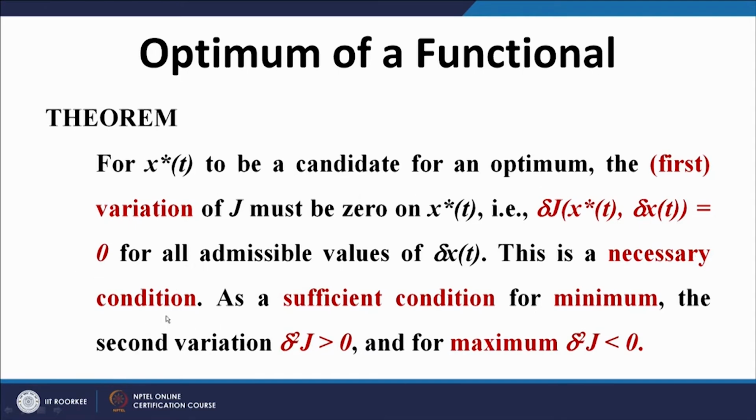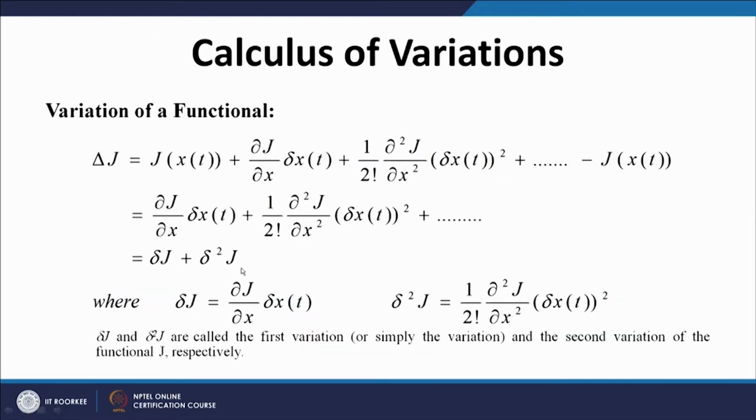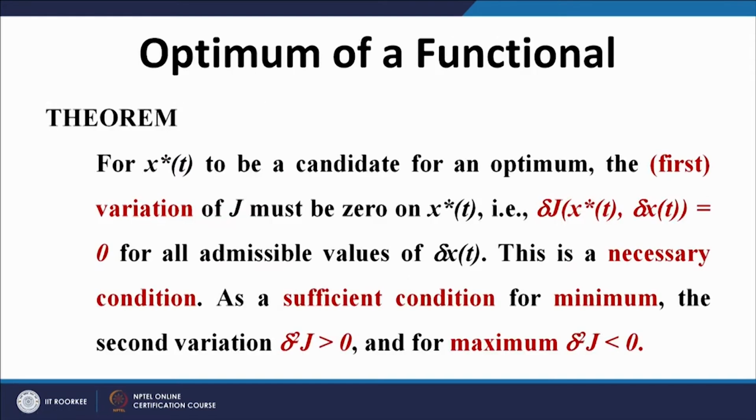So, this will be my necessary condition, and as a sufficient condition for minimum, δ²J must be greater than 0 and δ²J must be less than 0 for maxima. That we can see again from my increment point. If my first variation is 0, then the sign of ΔJ will be governed by the second variation. So, δ²J should be positive for minima, and δ²J should be negative for maxima. So, that is my fundamental theorem of calculus of variation.